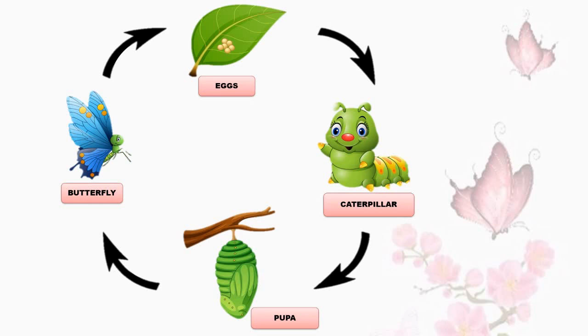That is a beautiful butterfly. As you can see in these different stages of the life cycle of a butterfly, first is egg, then caterpillar, then pupa or chrysalis, and then it transforms into a beautiful butterfly.